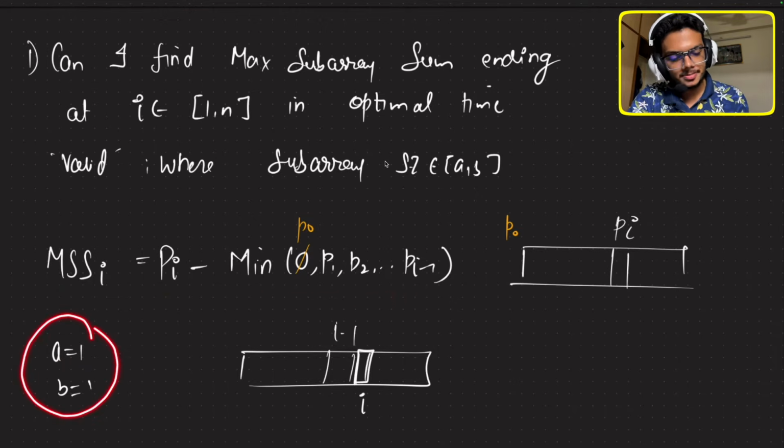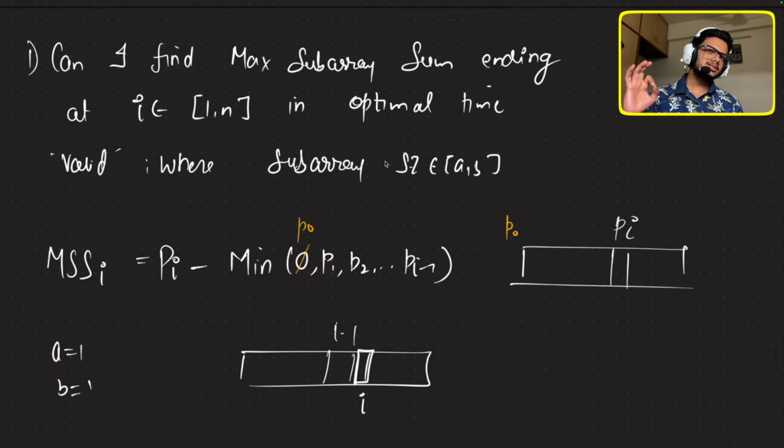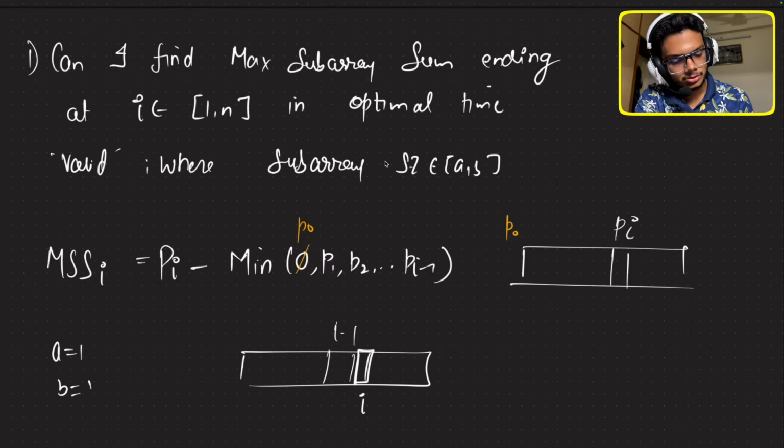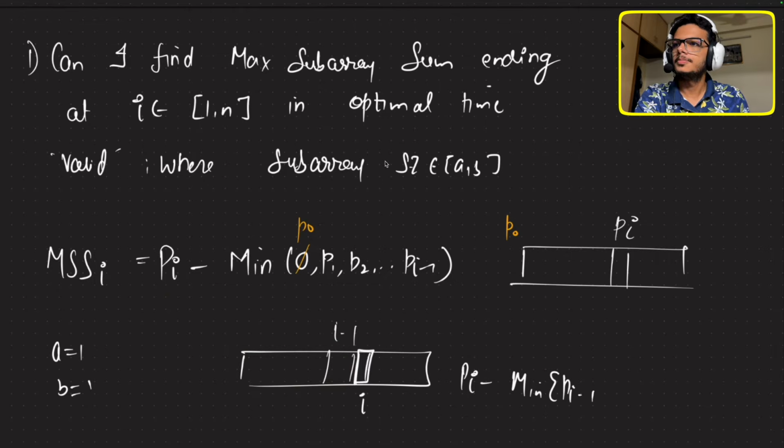But if A is 1 and B is 1, then it means you only consider subarrays of size 1. In other words, when you are at ith index, the only prefix sum that you can subtract is Pi minus 1, right? So in this case, your answer will be Pi minus 1, or more concretely, Pi minus minimum of, you only had 1, Pi minus 1.